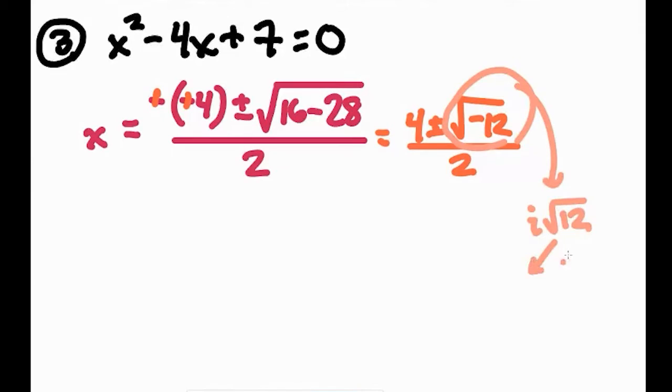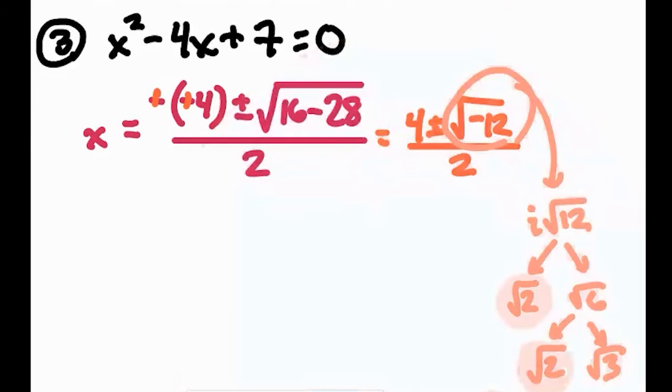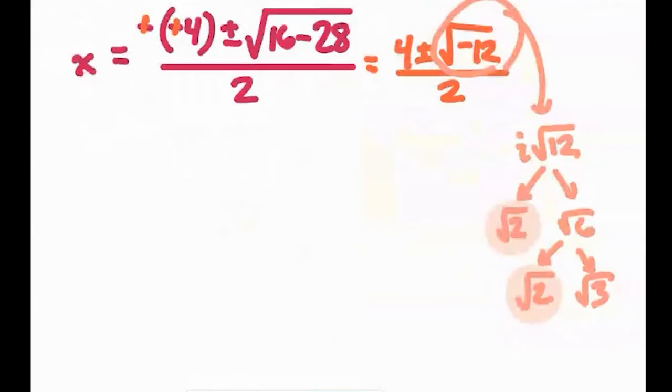To break down the square root of 12, just think of what perfect squares are in there. Or even if you don't want to do perfect squares, you can just break it down one number at a time. So divide it by 2, root 2 times 6, break down the root 6 to root 2 and root 3. Now, root 2 times root 2 is just going to be 2. So the breakdown for this would be 2i times root 3, or 2 root 3i, it doesn't really matter the order.